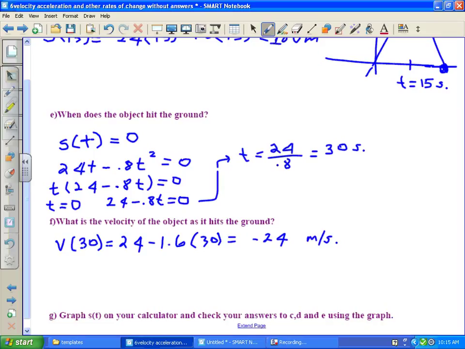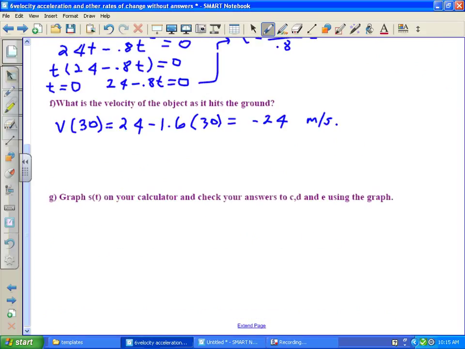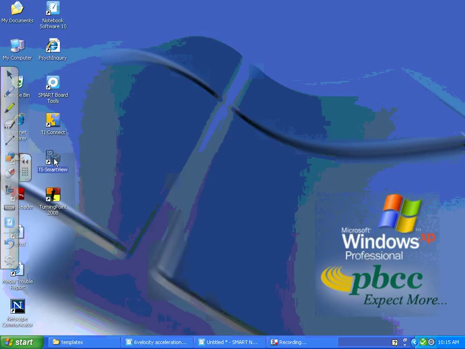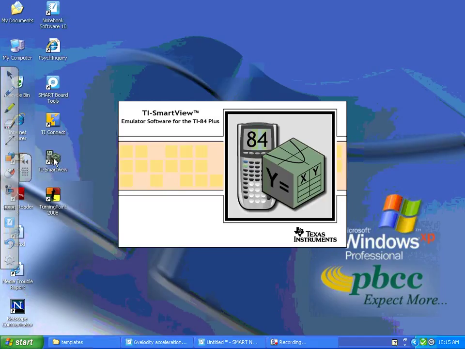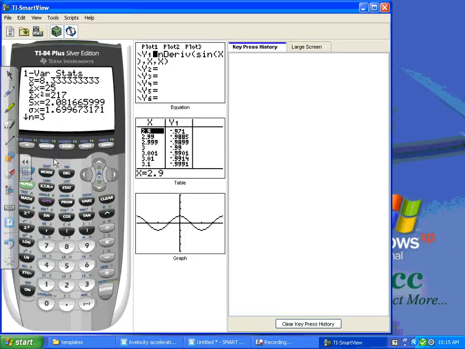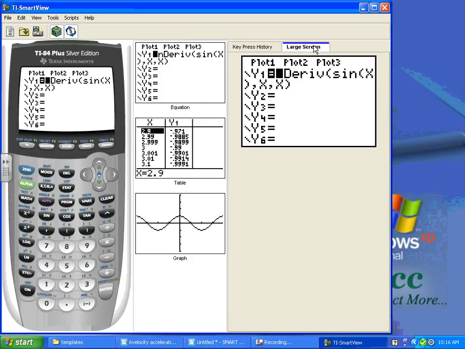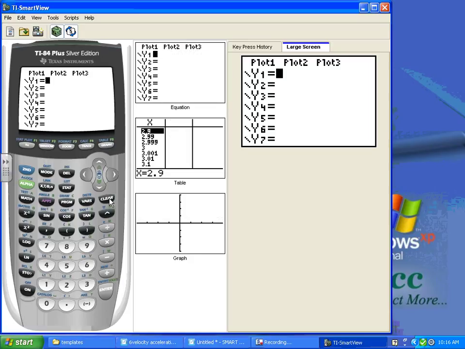And finally, in part G, we'll check our answers by graphing s of t on the calculator and checking some of the answers that we've already gotten. So let's do that. Let's go to our calculator and enter your y equals to s of t function into your graphing screen. So go to your y equals and enter the function: 24x minus 0.8x squared.